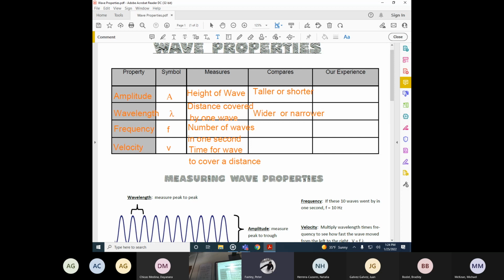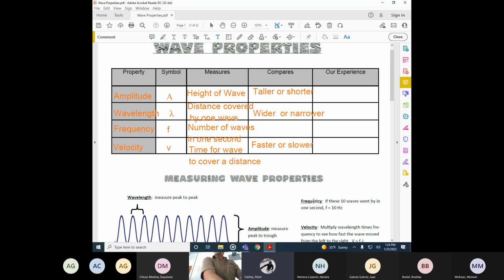I might say faster or slower, except wouldn't that be better for velocity? In fact, let's fill that in for velocity right now. Faster or slower? I think we should say more or less. Yeah. Or we could say many versus few or something.